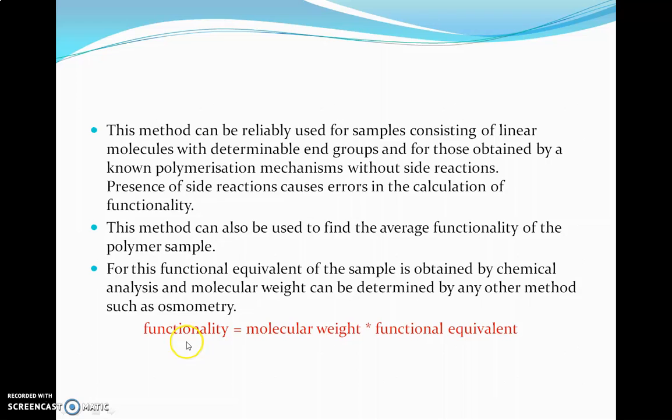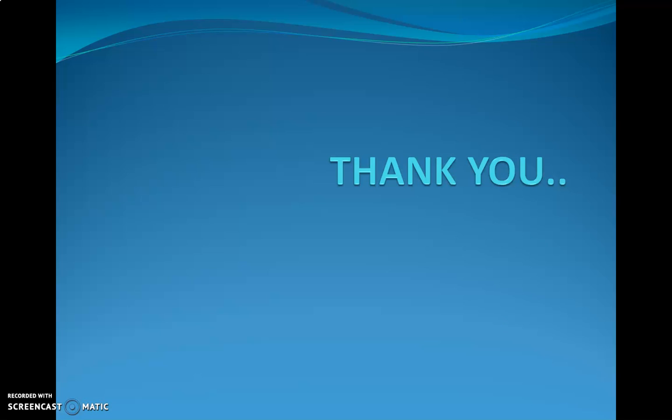We can calculate the functionality of a polymer molecule by the end group analysis method. The only thing we have to know is that the molecular weight has to be determined by any other method such as osmometry, and the functional group equivalent should be calculated by the chemical method that we had discussed earlier. That's all about the end group analysis.